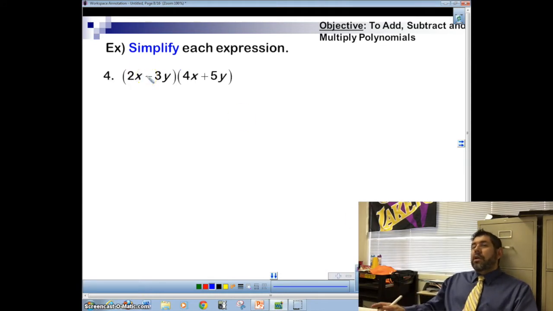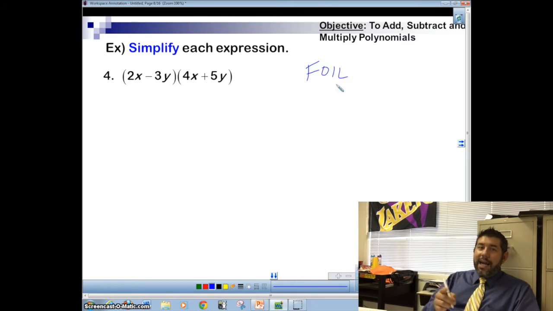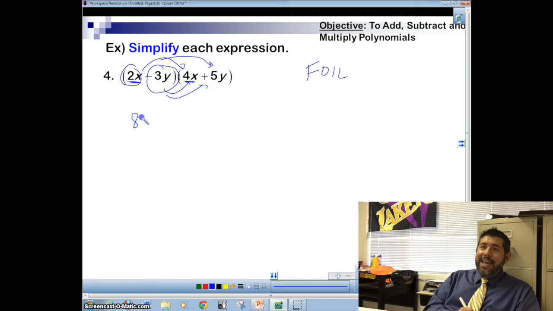Now back in Algebra 1, you probably learned this thing called FOIL. First, outside, inside, last. Basically what I'm going to tell you here is you need to multiply this 2x times this 4x and this 5y. You need to multiply this negative 3y times this 4x and this positive 5y. So let's do it. 2x times 4x is 8x squared. 2x times 5y is 10xy. Negative 3y times 4x is negative 12xy. And negative 3y times 5y is negative 15y squared.